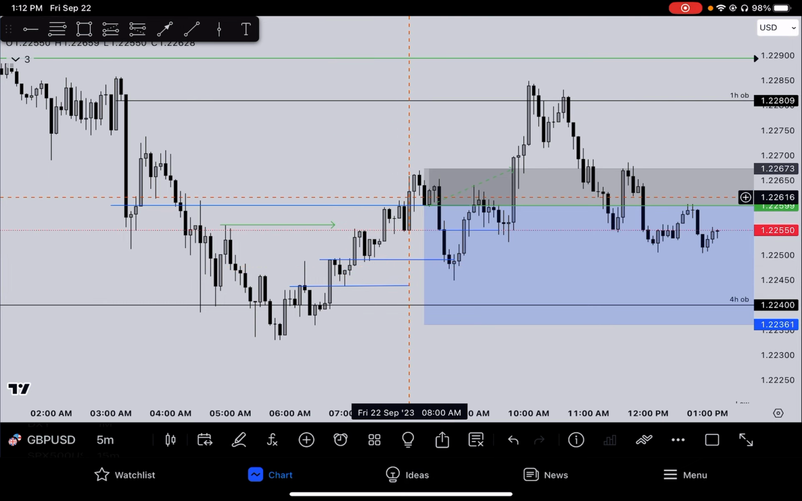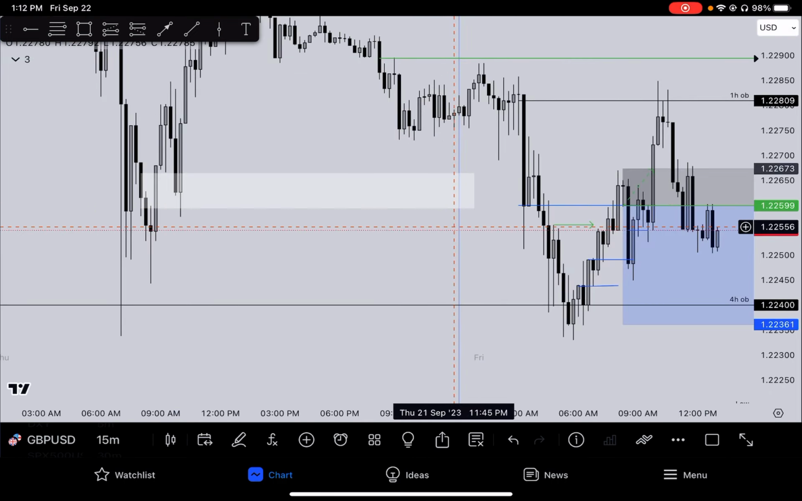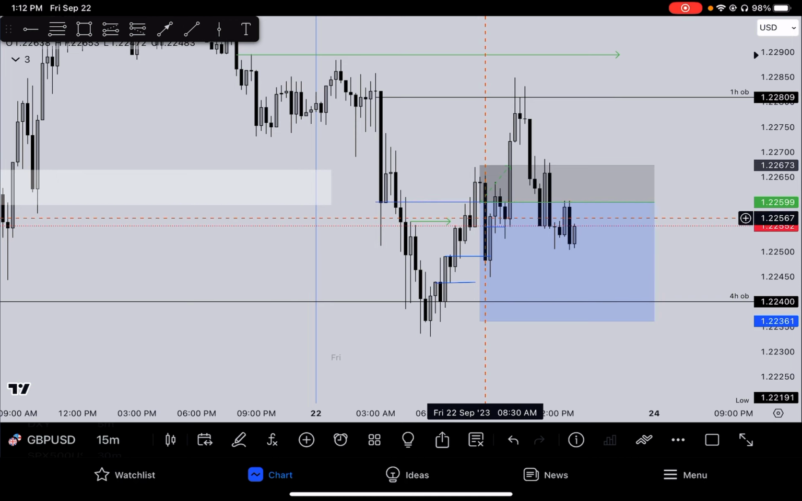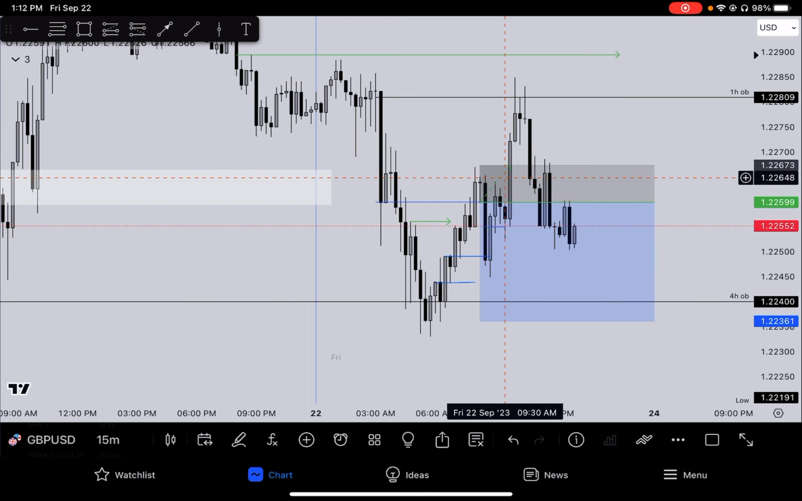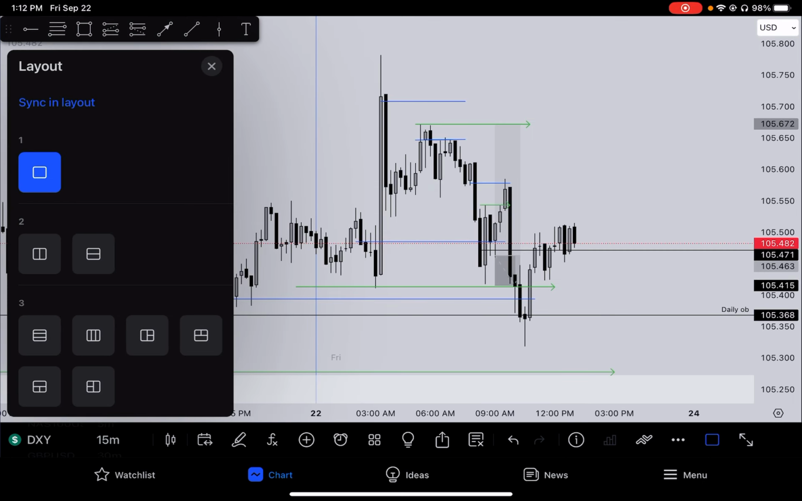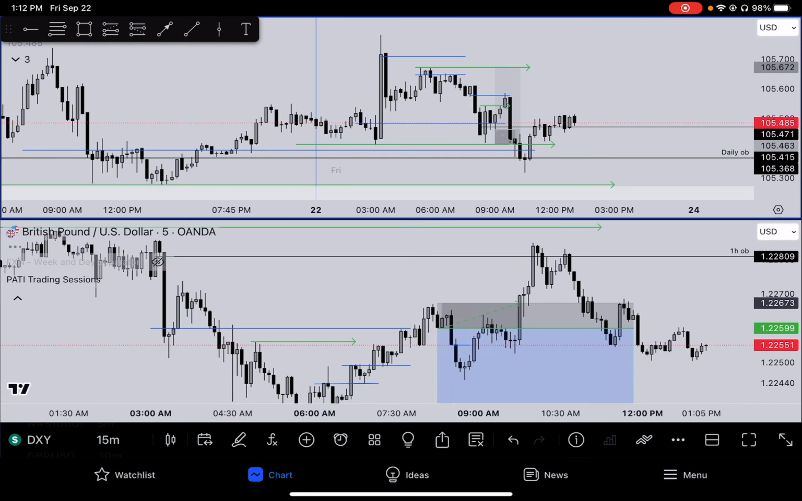So price is stepping up. I took the entry here because on the 15 minute, I'm playing this candle here for the sell, in which we do get, but price wanted to move up, and as we can see with the Dixie, they're both going.